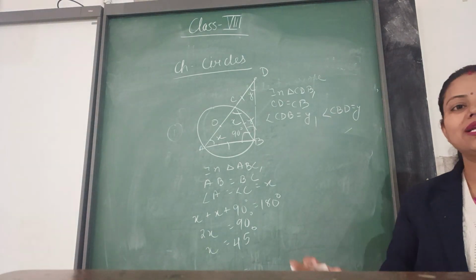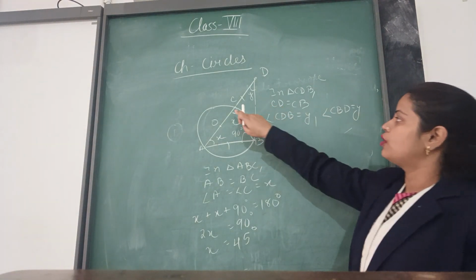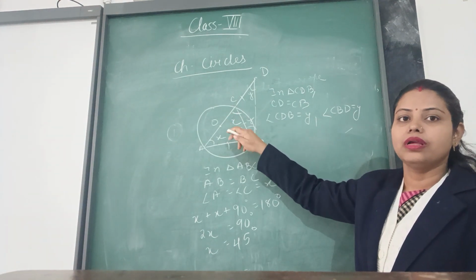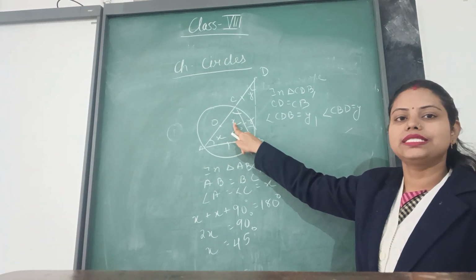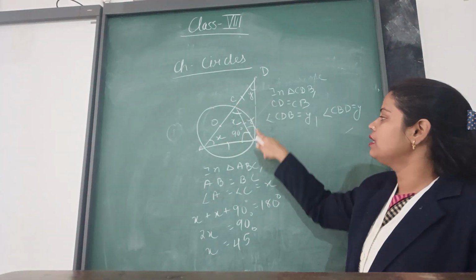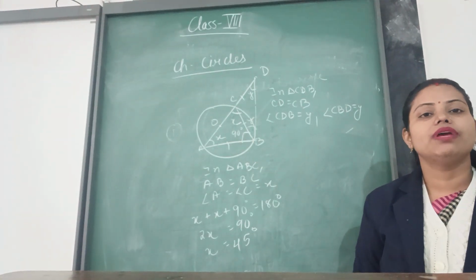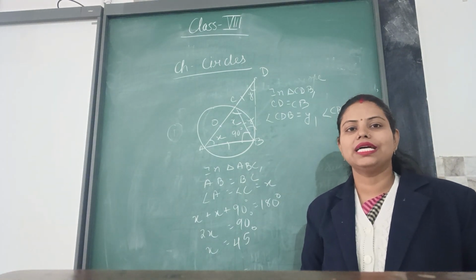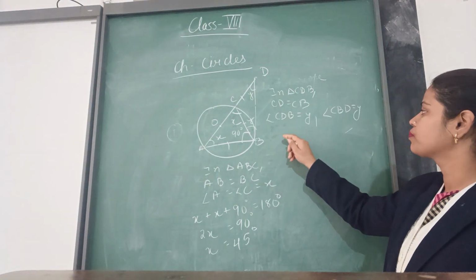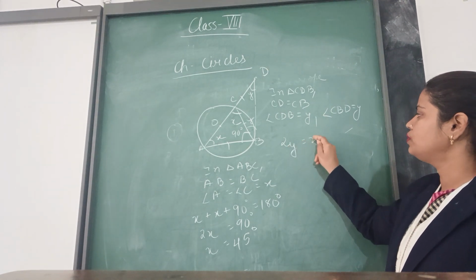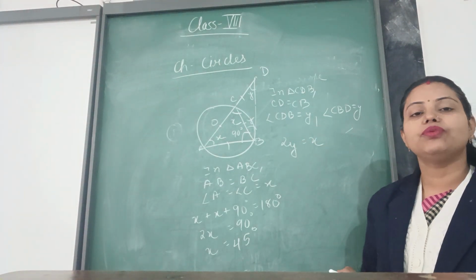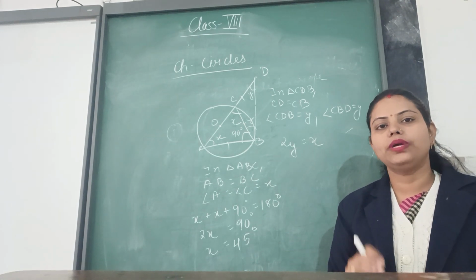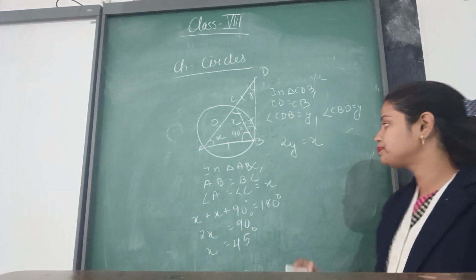Now if you closely look at the diagram, you will notice that this x is an exterior angle for the triangle CDB. So now we have studied that exterior angle is equal to the sum of two interior opposite angles. So we can write down like this: 2y is equal to x. Again you have to mention the property over here. Exterior angle is equal to the sum of two interior opposite angles.